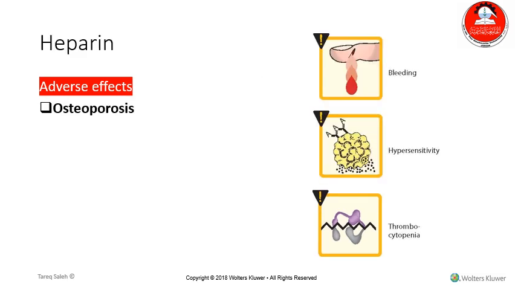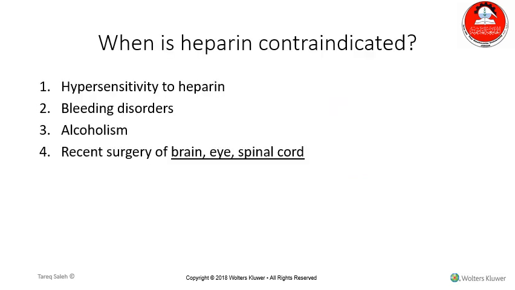And lastly, chronic use of heparin is associated with osteoporosis. Based on that adverse effects profile, heparin is contraindicated in patients with several conditions. First, patients who are allergic or hypersensitive to heparin should not use heparin, of course. Patients with bleeding disorders, like, for example, hemophilia, who are already at risk of abnormal bleeding, should not take heparin.